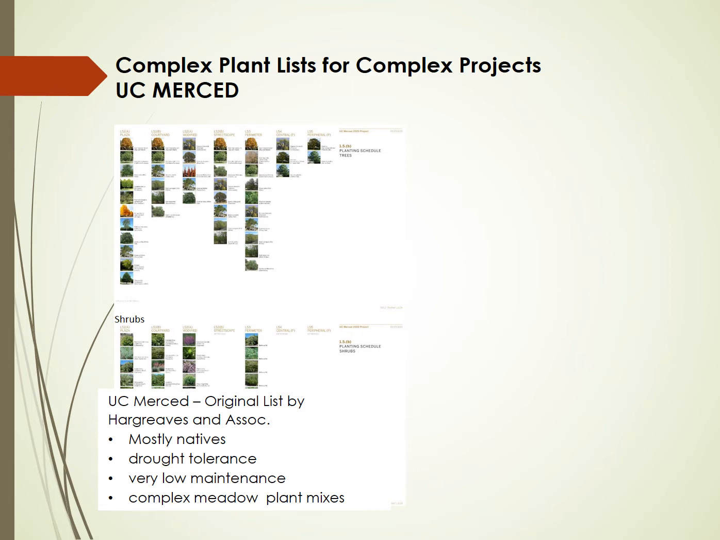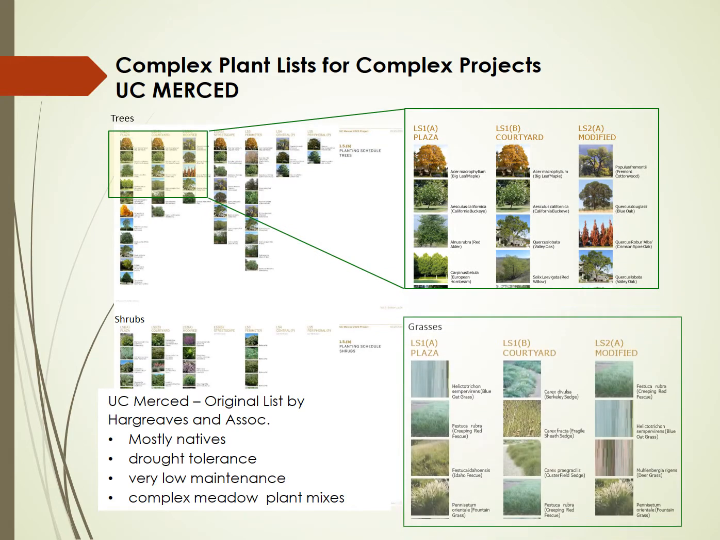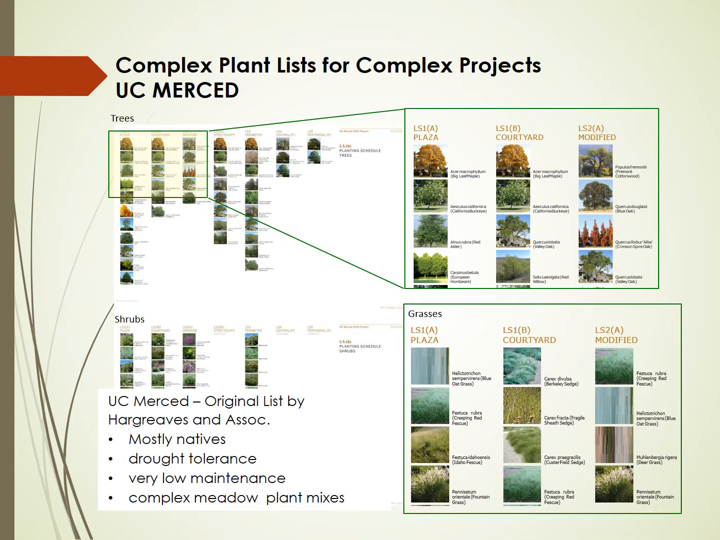Large and complex projects tend to have complex plant lists. This one from UC Merced is in the early stages of design. Plants were selected and placed into many different design categories. You can see here 3 each for some of the trees and grasses. The original list was developed by Hargraves and Associates. It included a high percentage of native and drought-tolerant plants.